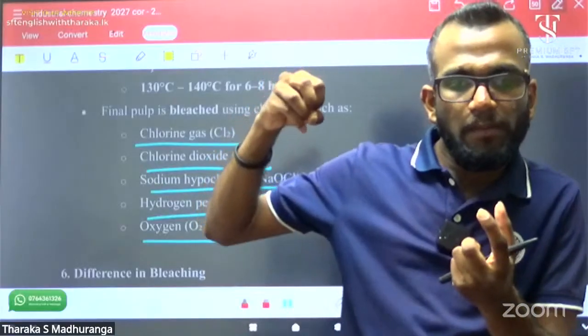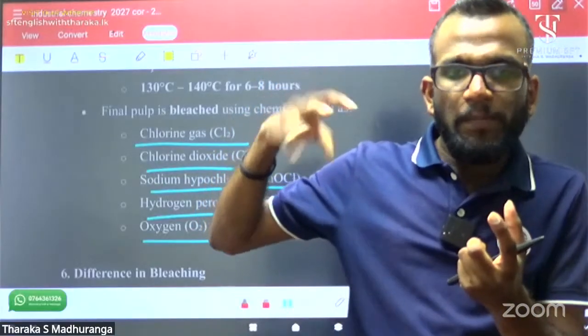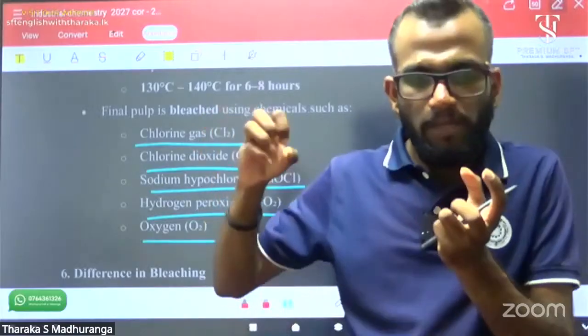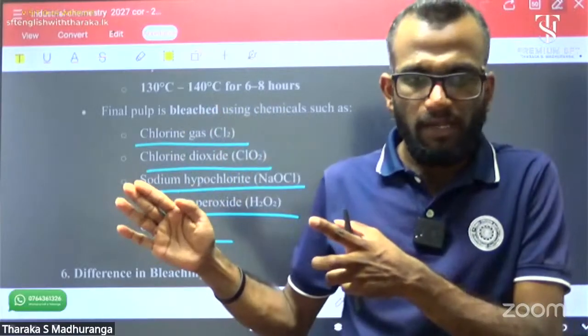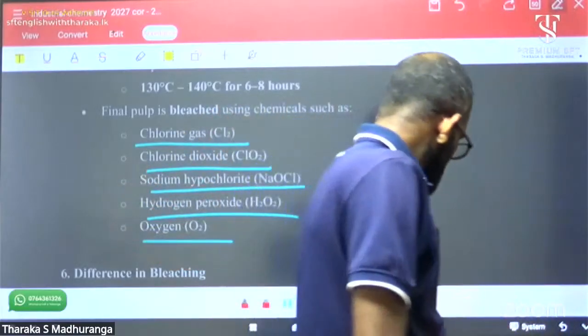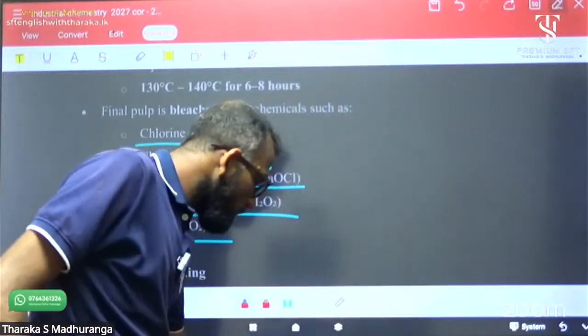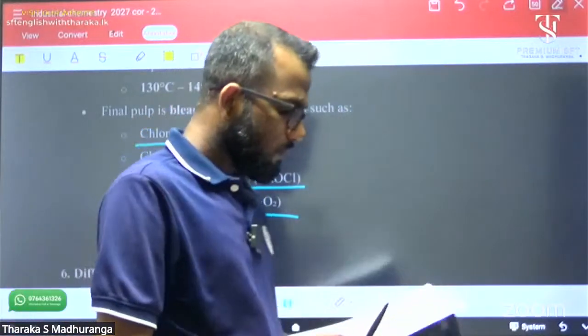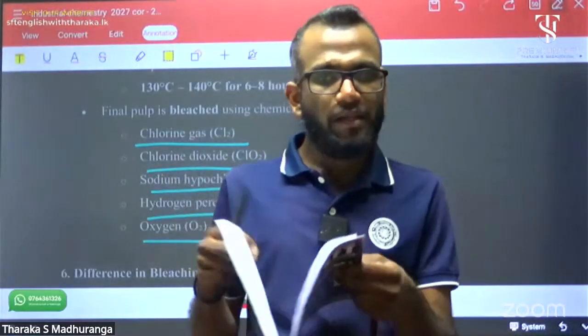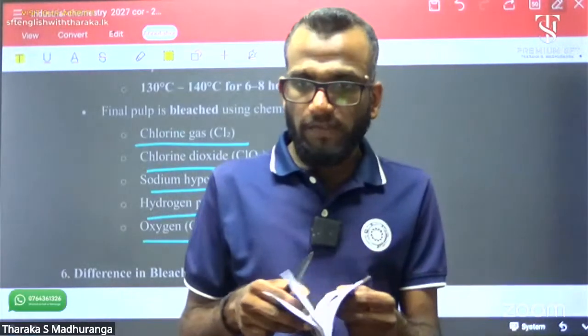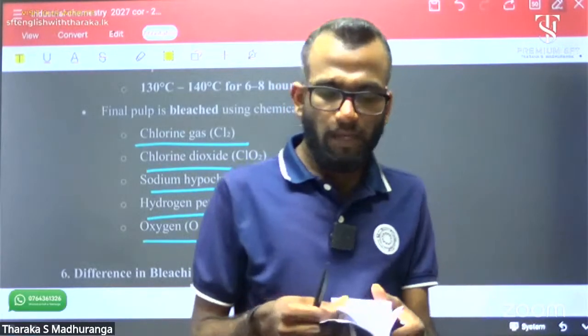Okay, when we use chlorine, we can bleach. Bleaching means converting the brown color into white color. Then this white color is obtained. This white color is obtained by the bleaching process.